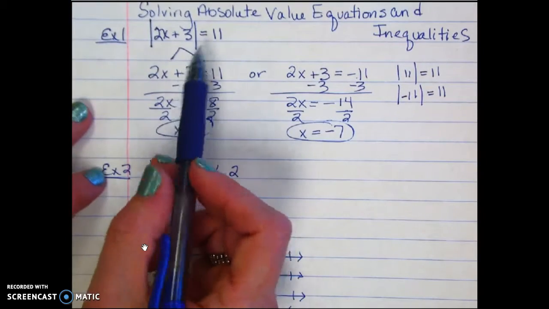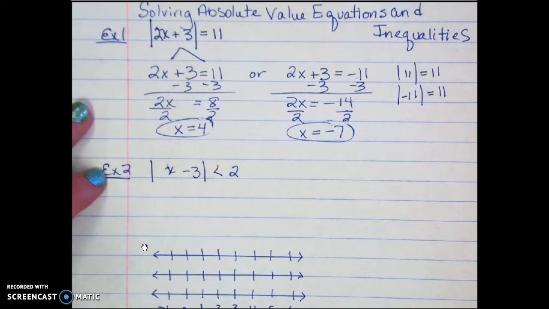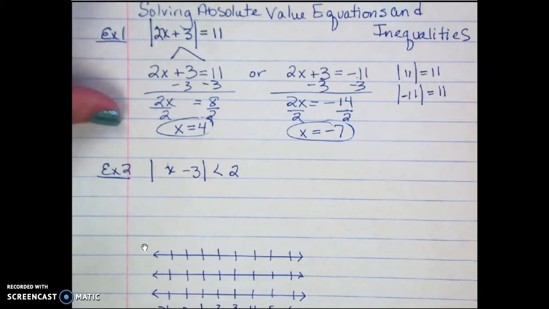We do have to have the absolute value part of the problem by itself on one side of the equal sign before you split it though.